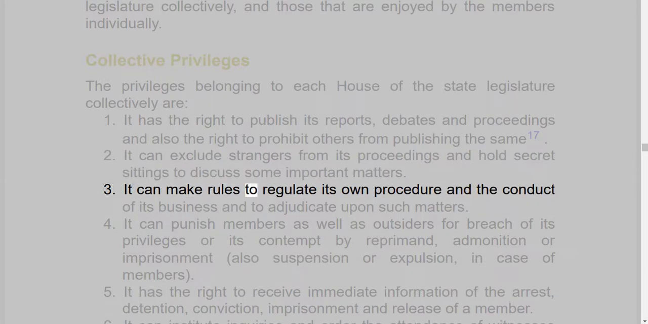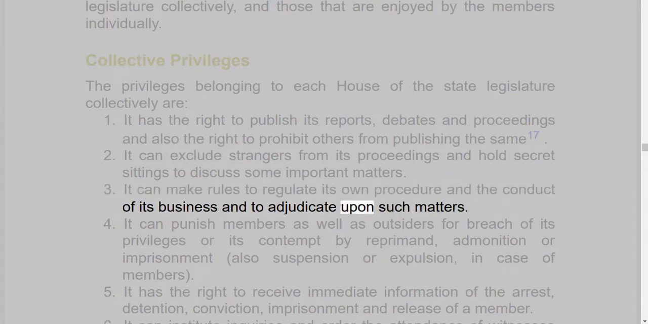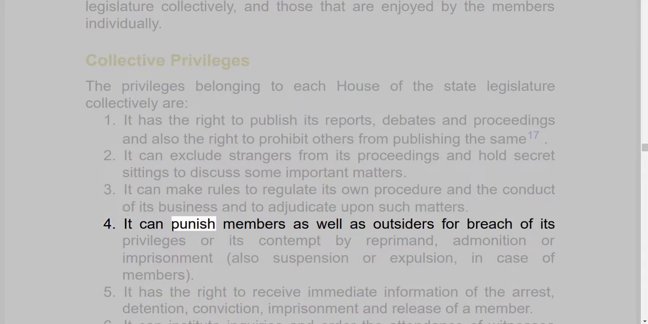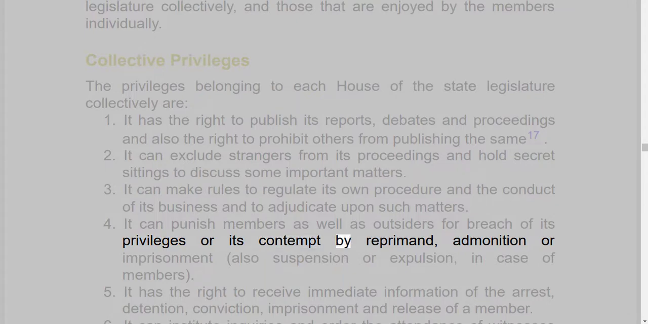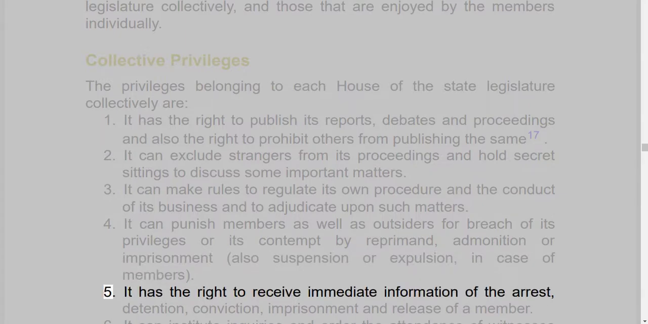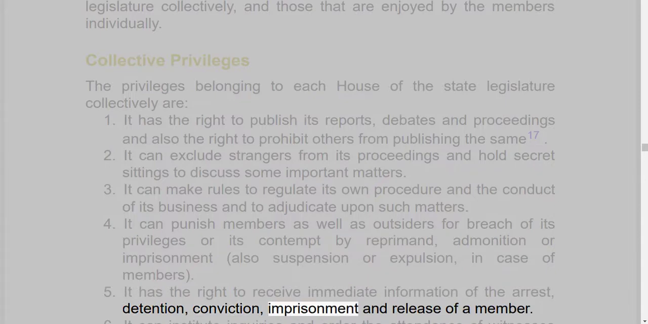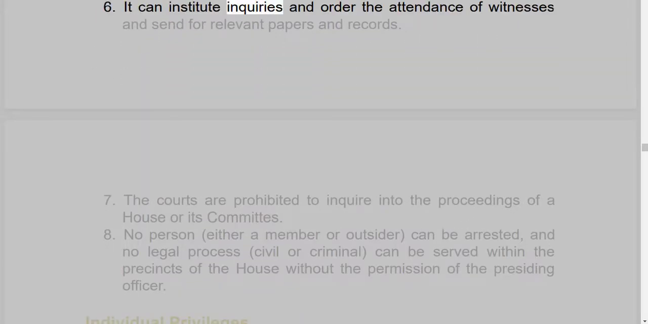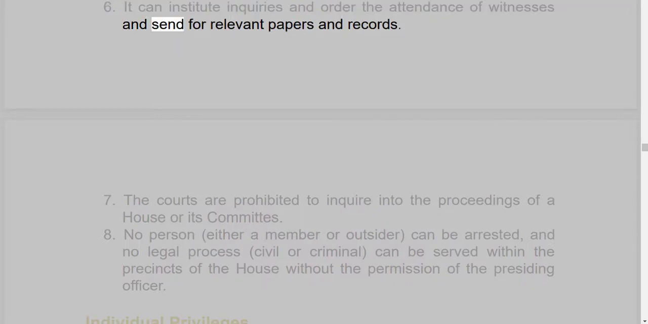3. It can make rules to regulate its own procedure and the conduct of its business and to adjudicate upon such matters. 4. It can punish members as well as outsiders for breach of its privileges or its contempt by reprimand, admonition or imprisonment, also suspension or expulsion, in case of members. 5. It has the right to receive immediate information of the arrest, detention, conviction, imprisonment, and release of a member. 6. It can institute inquiries and order the attendance of witnesses and send for relevant papers and records.